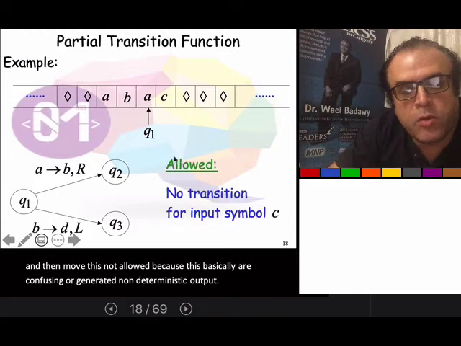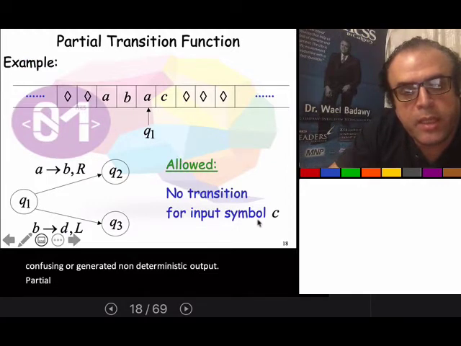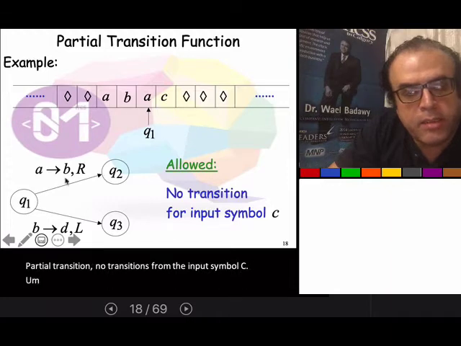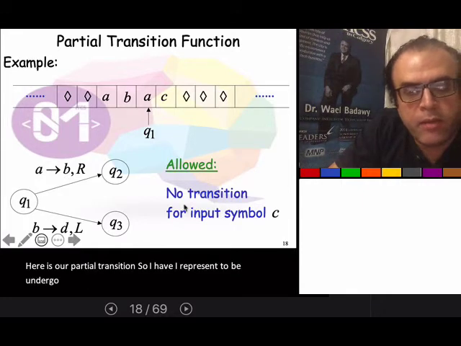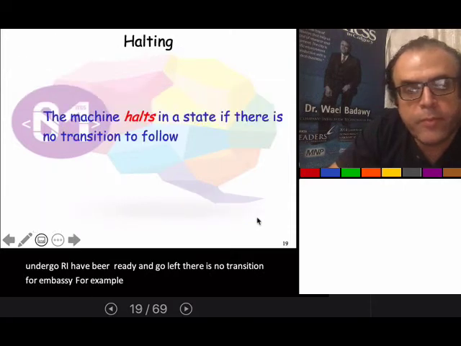Partial transition: no transitions from the input symbol C. Here is our partial transition. So I have A, I replace it with B and go right. I have B, I replace it with D and go left. There is no transition for input C, for example, so C will be the terminal.